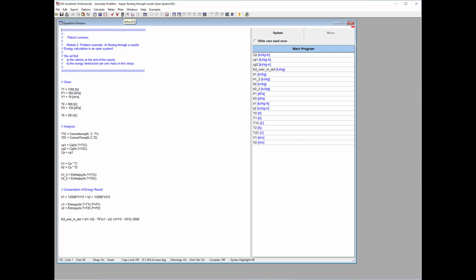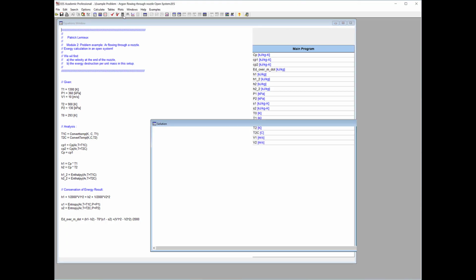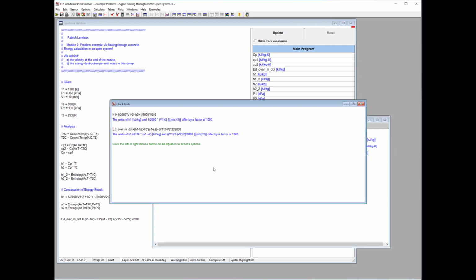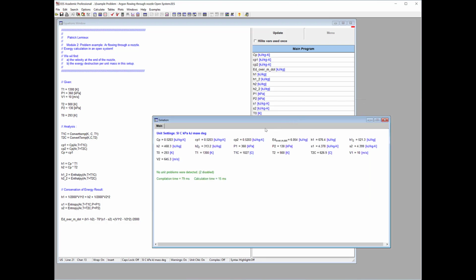And of course, EES doesn't know that, so I'm going to have to force the program to realize that I've gotten it right. So I fixed this. They don't differ by 1,000 anymore because I've taken care of it by doing the conversion manually myself. So I'm going to disable unit checking for that guy, and I'm going to disable checking for that guy so that EES does not scream at me.